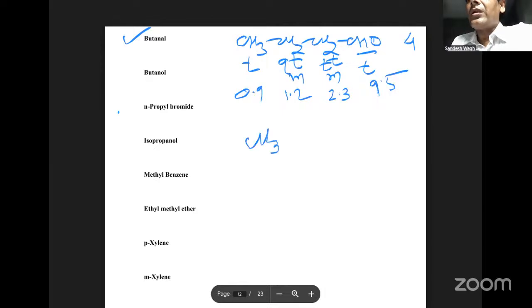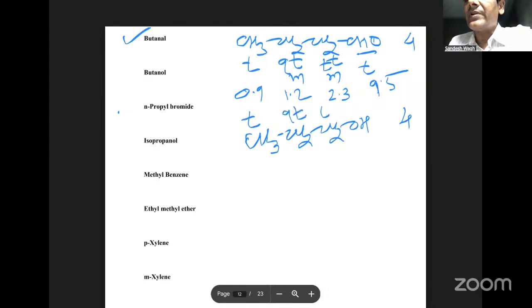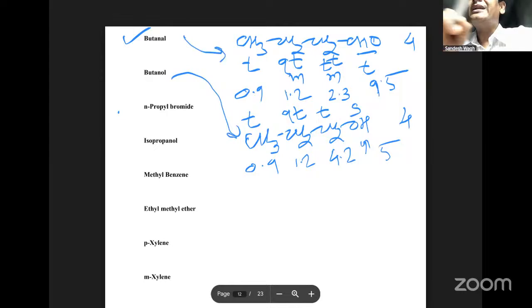Now butanol. So CH3, CH2, CH2, CH2, OH. How many signals will you get? 4 signals, because 4 different types of protons are there. Now splitting pattern: triplet for the CH3, this will be quartet of triplet, this will be triplet, and this will be singlet. Chemical shift value 0.9, 1.2, attached to the O that is 4.2, and the OH will be 5. This is all about butanol.